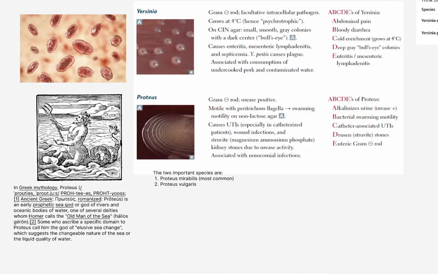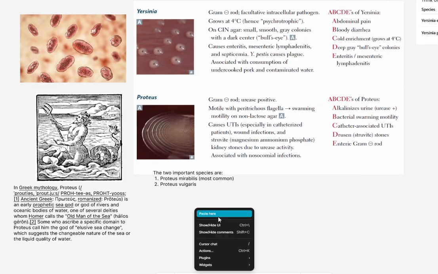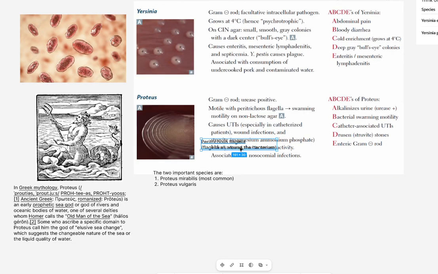Why is it called Proteus? Proteus is, as you can see here, a shape-changing sea god in Greek mythology. On agar plates, the bacteria seem to change form and spread everywhere because they have this special swarming motility. And the swarming motility is basically their first virulence factor. Proteus has flagella which are called peritrichous flagella, meaning flagella all around the bacterium. So this makes it very, very motile, right?